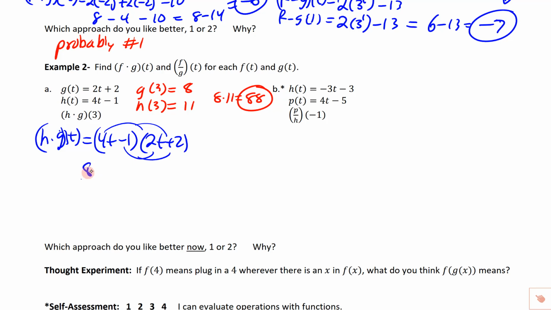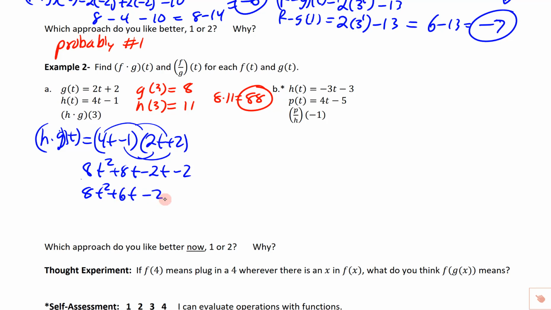So we end up with 8t squared when we multiply 4t times 2t. When we multiply the 4t times 2, we end up with 8t. And then negative 1 times 2t is negative 2t. And then negative 1 times 2 is negative 2. So we have 8t squared plus 6t, and then minus 2.